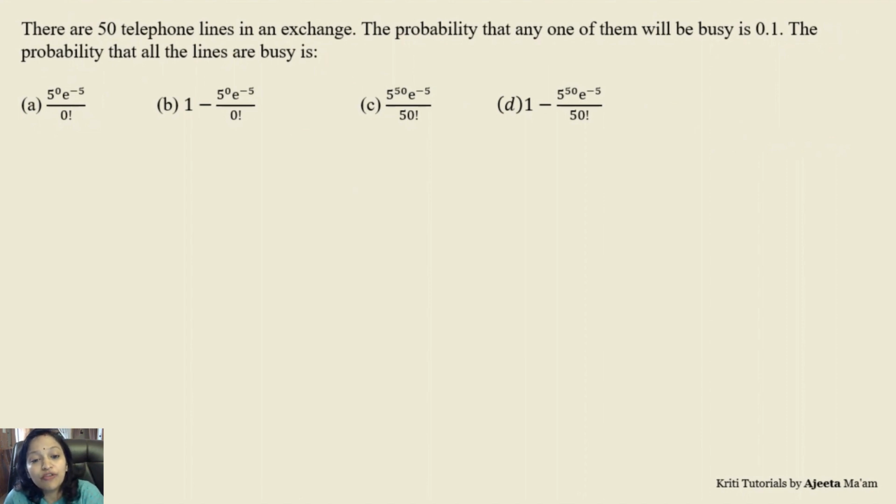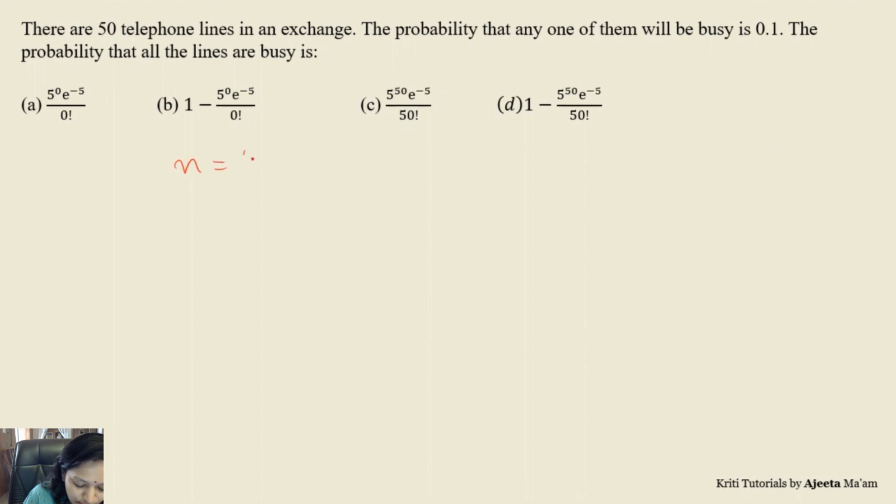So there are 50 telephone lines in an exchange. The probability that any one of them will be busy is 0.1. So you have to find the probability that all the lines are busy. So right, so it's a simple question which is based on Poisson distribution. Now let's start with it.